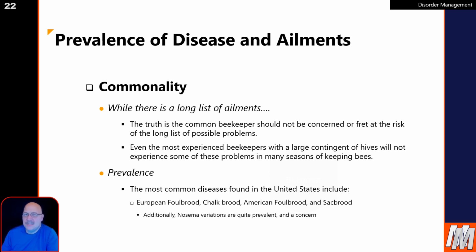The most common diseases found in the United States as listed by experts are shown on the slide. In my experience, American foulbrood is not something that almost all beekeepers see in their lifetime, while European foulbrood is actually pretty common. Sacbrood, never seen it. It says that it's common, but not as far as I know in the mid-Atlantic region.